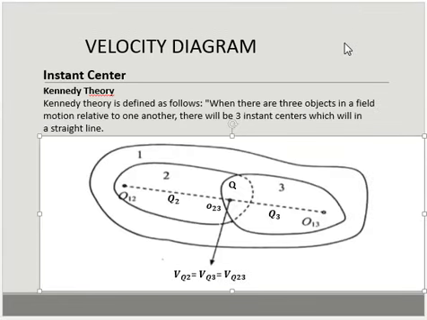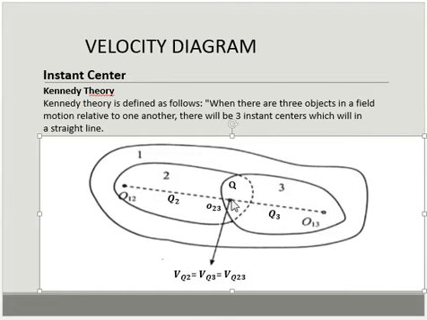To determine the instant center, we can use Kinematic theory. Kinematic theory is defined as follows. When three objects in a plane move relative to one another, there will be three instant centers which lie in a straight line. To discuss this theory, consider a three-piece object in one plane. Based on Kinematic theory, the points O12, O13, and O23 must be in a straight line.